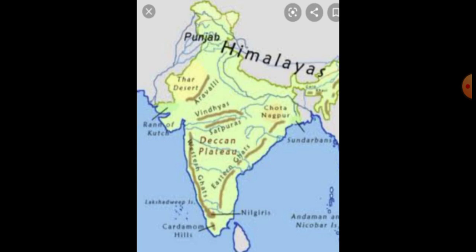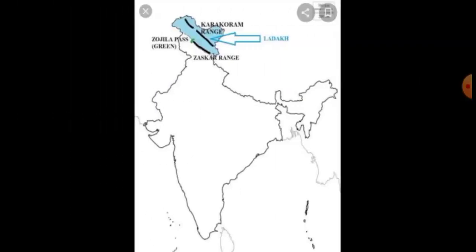Then next, you see the next map. In this map, the Karakoram mountain range is given. Now Karakoram, Ladakh, Zaskar, those 3 mountain ranges are given in blue color. From there, those 3 mountain ranges are there. The first one is the Karakoram mountain range. Then the second one is Ladakh.